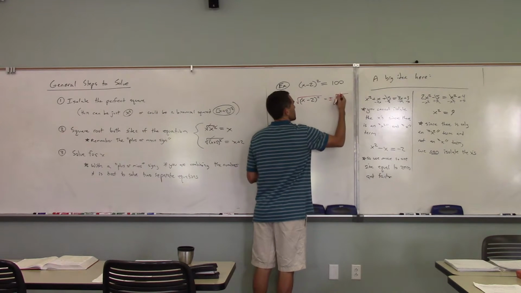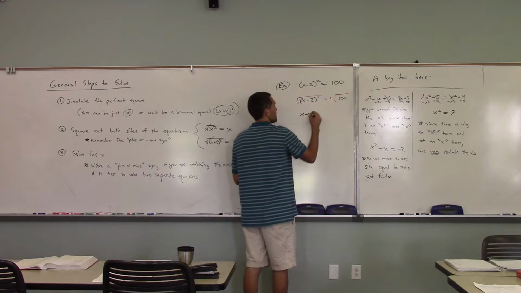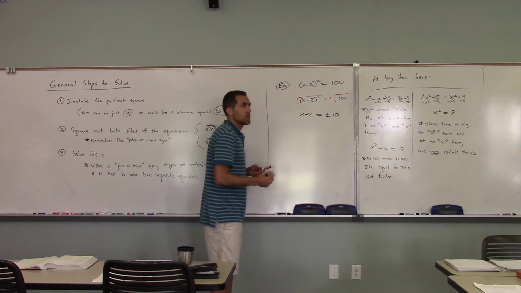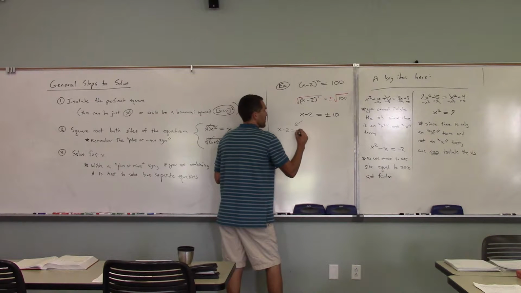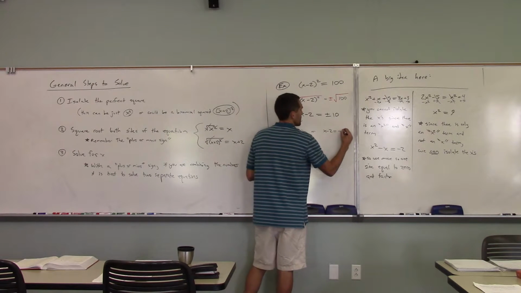making sure we have the plus or minus. So this becomes x minus 2 equals plus or minus 10. So this is when we go x minus 2 equals positive 10, or x minus 2 equals negative 10.